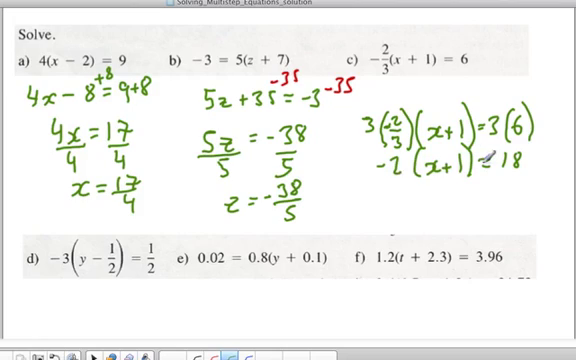Now, since negative 2 divides into 18 evenly, I'm going to do that. So I'm going to divide both sides by negative 2. And I'm left with x plus 1 is equal to negative 9. Subtract 1 from both sides. And I get x is equal to negative 10.